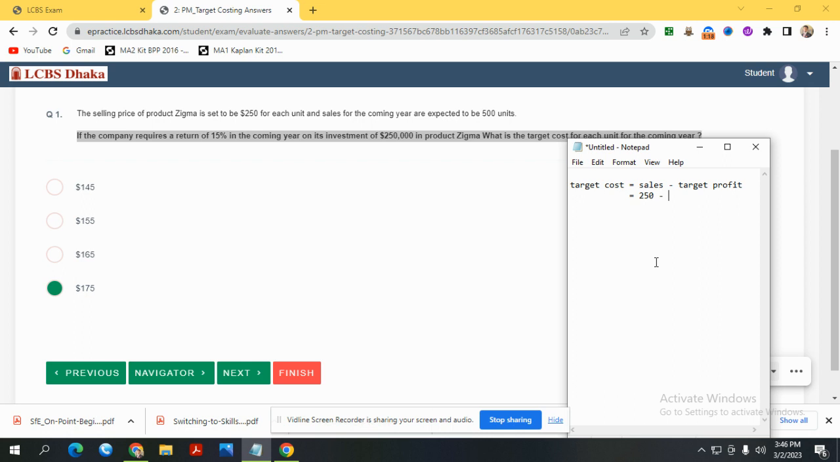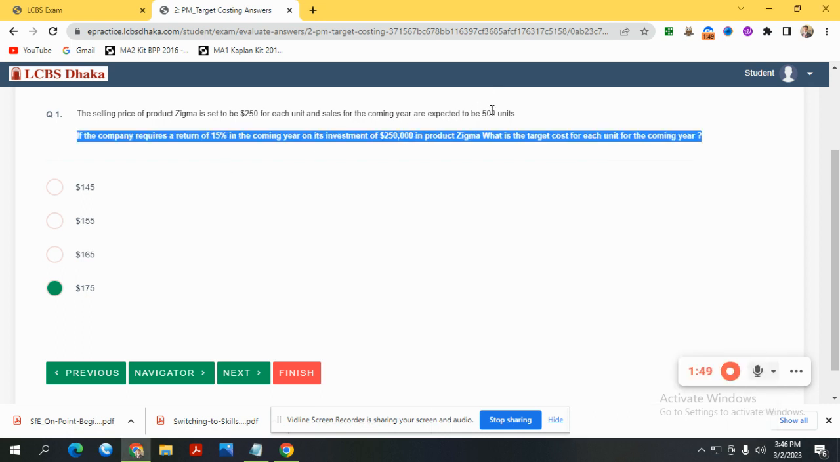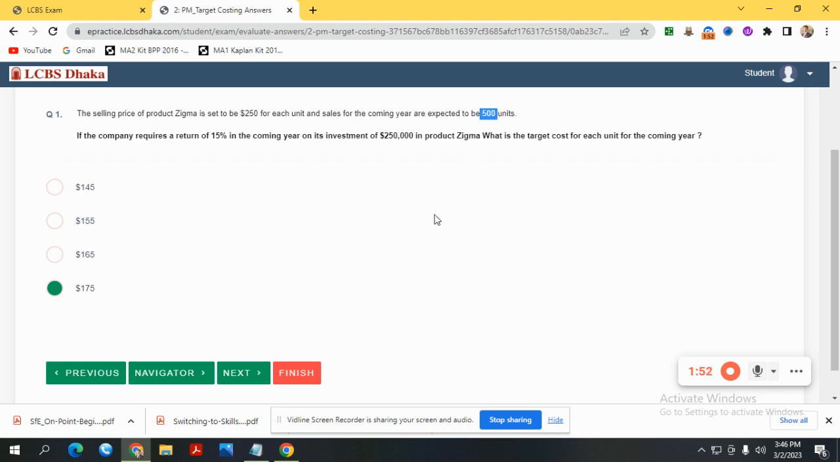What they want is a 15% return, that means 0.15 from their investment of 250,000. So this is their total profit, and if we divide this whole thing by 500, then we get how much profit per unit we are targeting. Alright, so it's going to be $250, which is my sales price. Target profit is 15% of 250,000, and this should come from how many units? From 500 units.